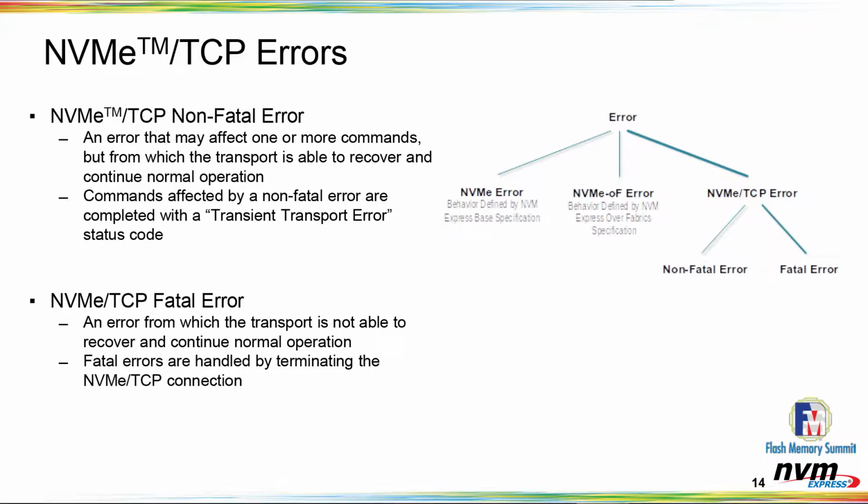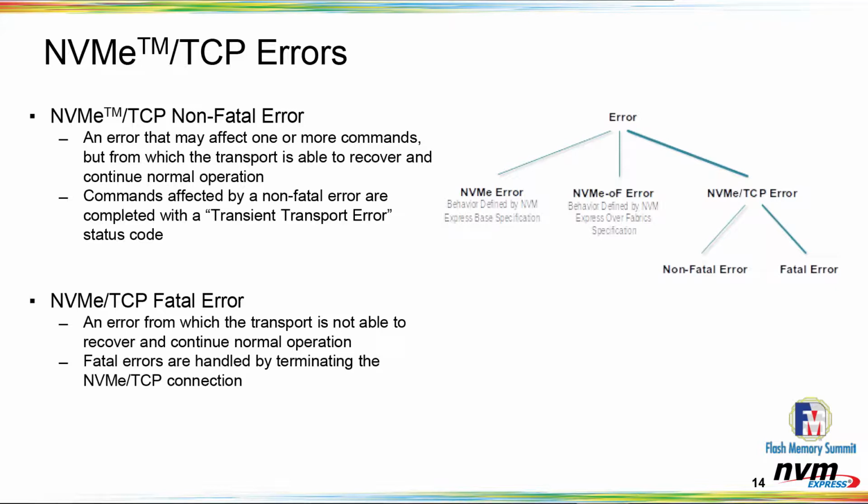So we have three classes of errors in NVMe. One is the generic NVMe errors, which span both fabrics and PCIe. Although I think that we do have some segments, these are handled from the NVMe core architecture model. We have NVMe over Fabrics errors, which are related to the transport binding that you're using, regardless of which one.